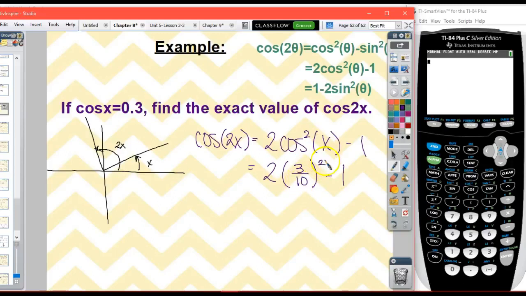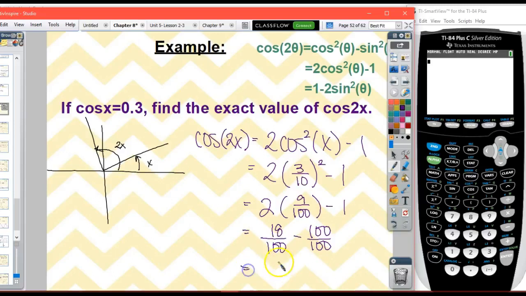So next, order of operations, I'm going to square that value. So I'm going to get 9 over 100. Now I'm going to multiply by 2, so 18 over 100. And I'm going to rewrite this 1 as 100 over 100. Now that I have a common denominator, I can subtract straight across, and I'm going to end up getting negative 82 over 100. And that is an exact value, an exact ratio.